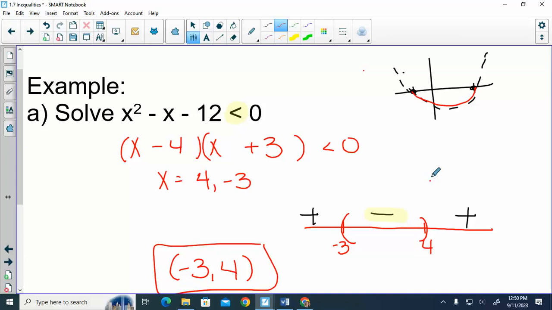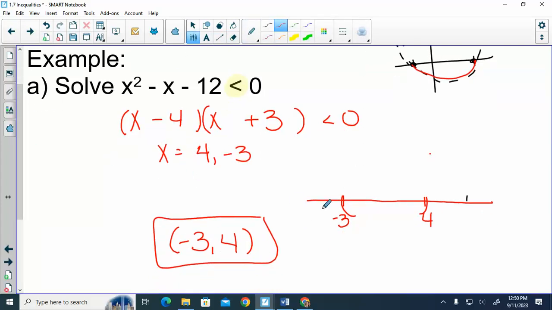Do you guys want me to show you another method? I don't want to confuse anybody. The other option is to not do the graph, and I think this is what the textbook might use if you look in your book. They have you pick test points. So we know those are the 2 times when it hits the axis.